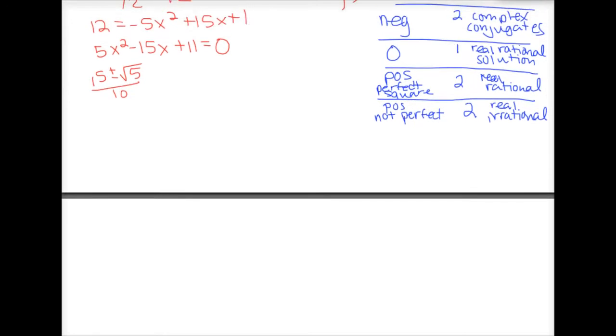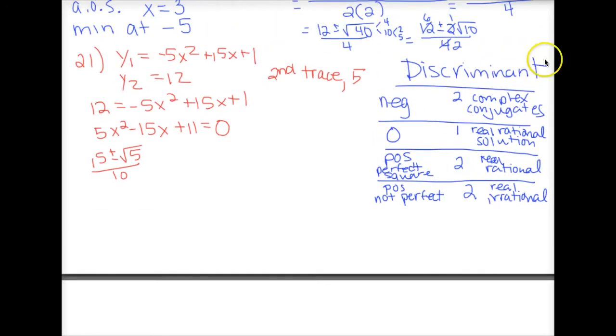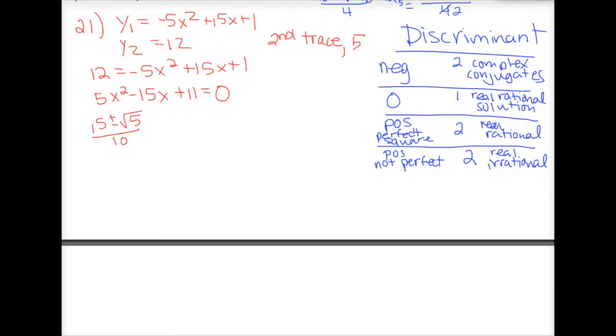26, 27, and 28 are all based on this. So this chart right here is how you're going to know the answers to 26, 27, and 28, plus knowing that the number of solutions is the same as the number and type of x-intercepts. So if there's two complex conjugates, you have no x-intercepts because there aren't any real solutions. They're complex. So that chart is what you should use for 26 through 28.